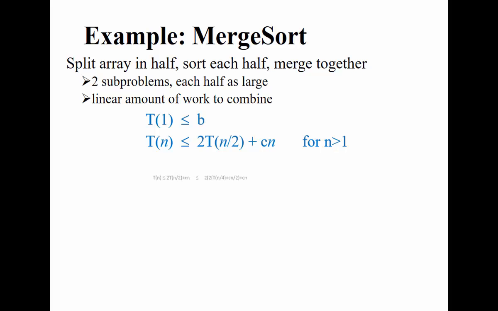So to solve this, again, we're going to use the iterative approach. As you can see, the time complexity to solve for n is less than or equal to 2 times the time complexity of n divided by 2, plus c n. And now we keep substituting inside until we see the pattern.